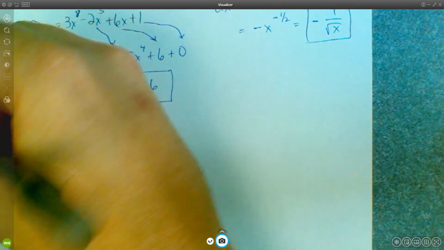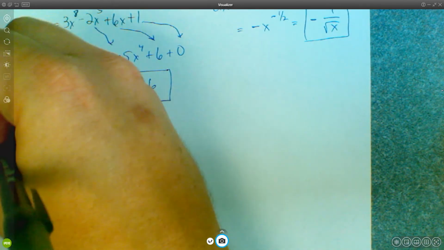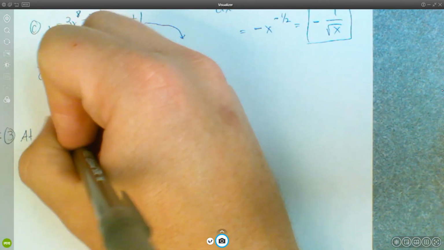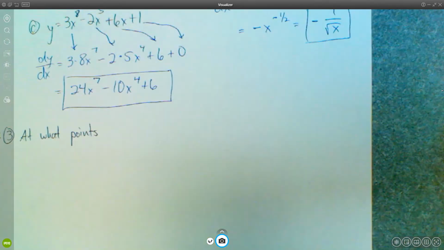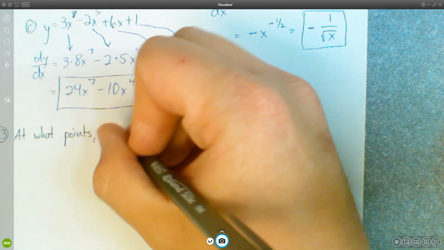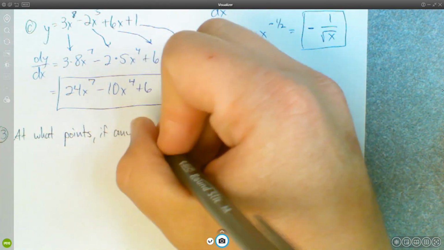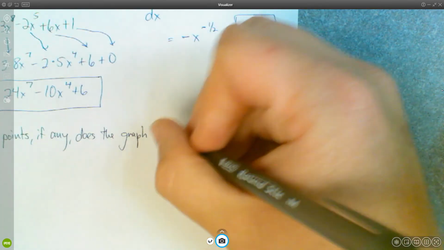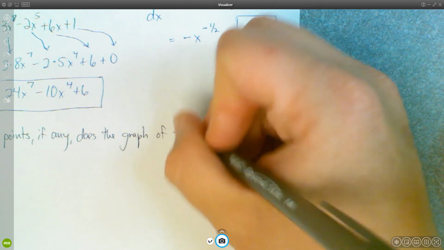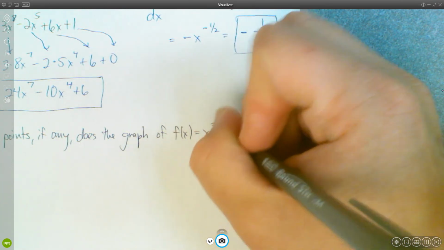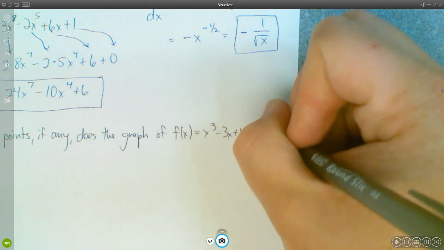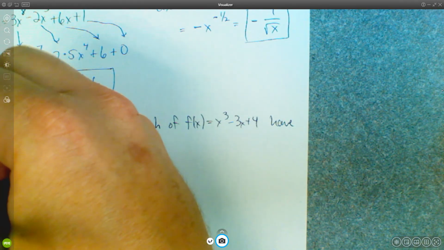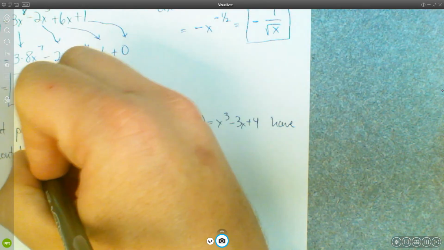Okay, let me give you another example. At what points, if any, does the graph of f of x equals x cubed minus 3x plus 4 have a horizontal tangent line?